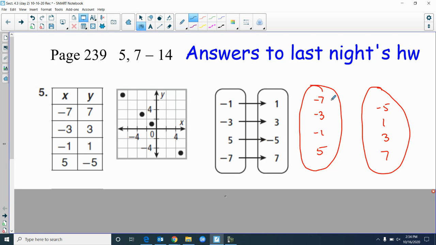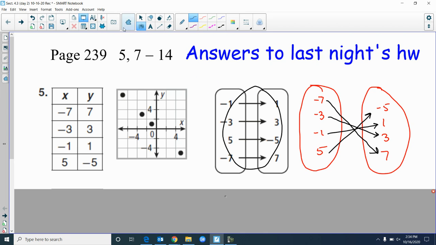All right, you need to draw an arrow. As you see, it has to have an arrow on one end, and it always goes from domain to range. So -7 will go to 7. -3 goes to 3. -1 is paired with 1, and 5 is paired with -5. It's okay if those lines cross. They're not always going to look like this one here.